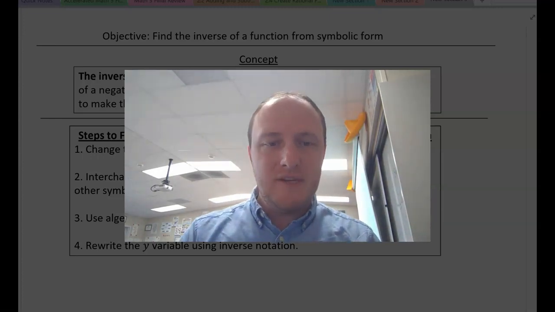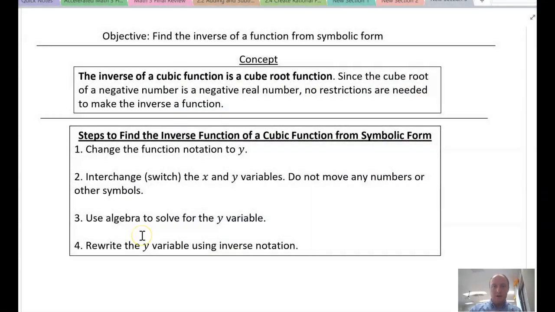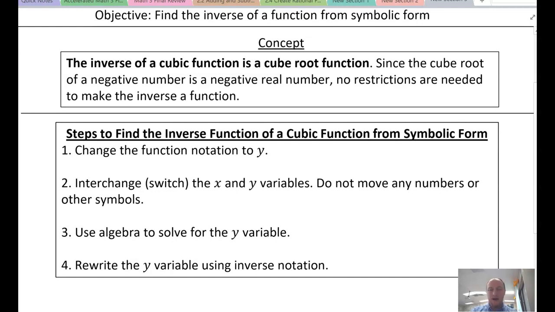All right, so the steps are posted here, and they're exactly the same as the first two videos, but you'll notice our old step 4, finding the restricted domain, isn't present. This is because there are no restrictions. No restrictions are needed to make an inverse function for a cubic function and a cubic root function, okay? We don't have to worry about it. So all real numbers is going to be our domain, just like linear functions. Oh, that's nice. I don't have to worry about restrictions.